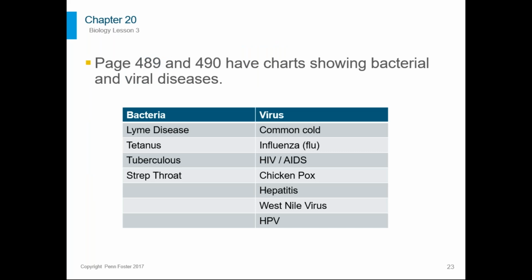On page 489 and 490 in your book, there's two charts about specific bacterial and viral diseases. That gives you a lot of information about each disease. So be sure to check those out and use those on your exam.